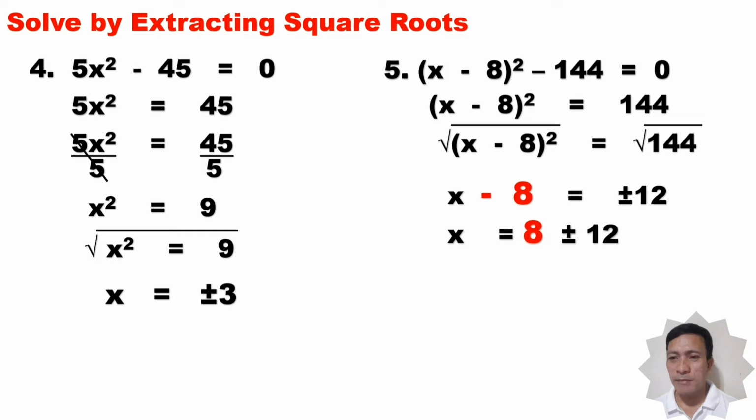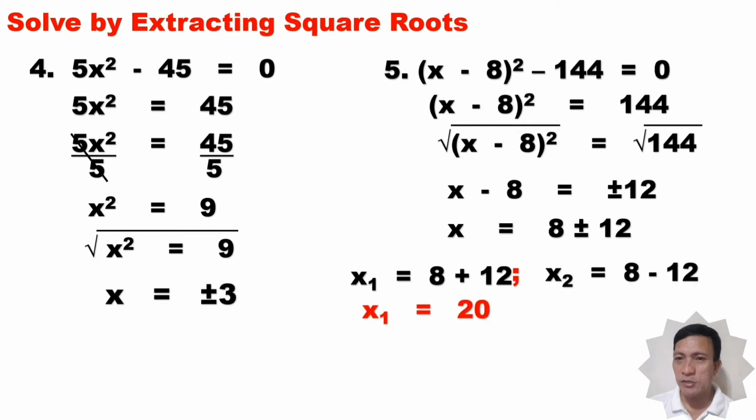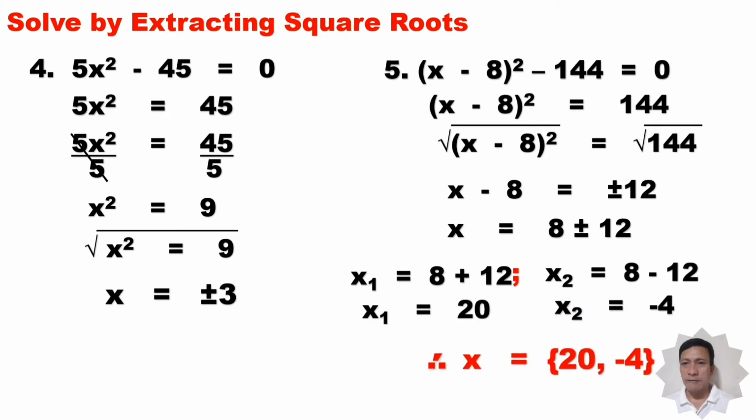To solve them separately, our x sub 1, or the first value of x, is 8 plus 12. x sub 2, or the second value, is 8 minus 12. Solve individually. 8 plus 12 equals 20. 8 minus 12 equals negative 4. Therefore, the values of x are 20 and negative 4.